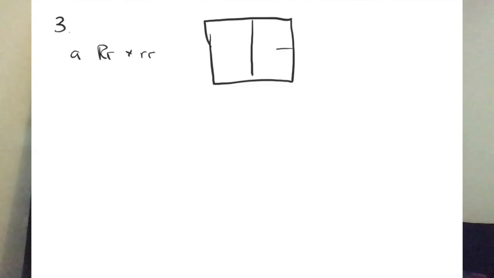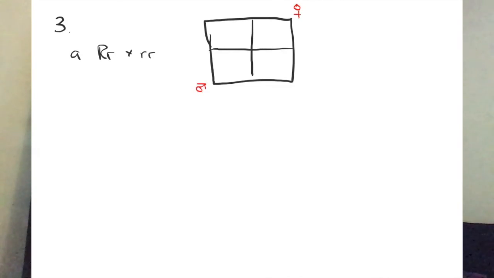Question 3 is going to ask us to actually set up some Punnett squares. And so we want to set up a square for each of the crosses listed. So 3A is going to show a heterozygous individual crossed with a homozygous recessive individual. So I'm going to go ahead and set up my square over here. And then I'm going to put gametes for the female up here and gametes for the male up here.